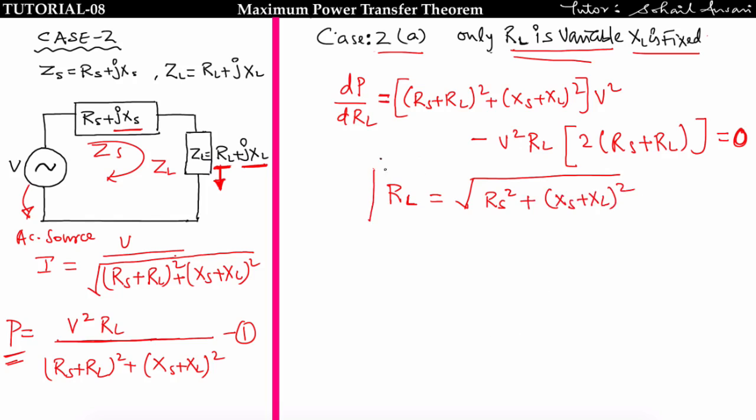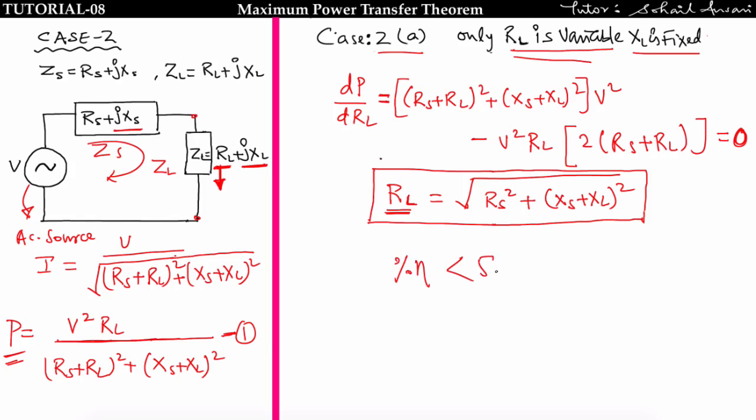This is the value of RL at which the source will deliver maximum power when only RL is variable and XL is fixed. Now put the value of RL in the power equation, and you will get maximum power. For finding the efficiency, you have to find the output power upon input power. Definitely the efficiency here will be less than 50%. Only remember this, that the efficiency you are getting is less than 50%.